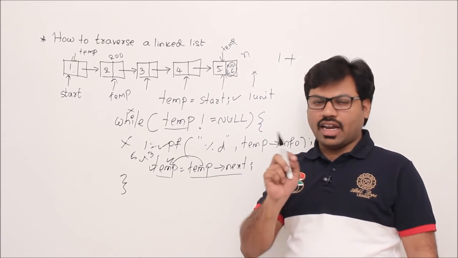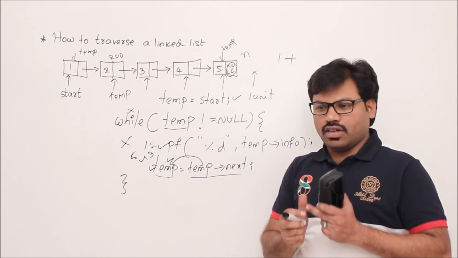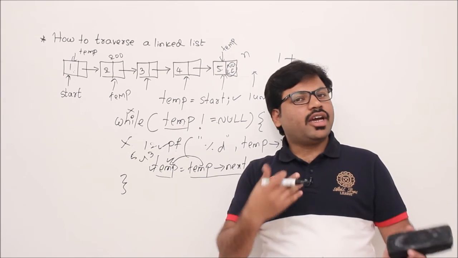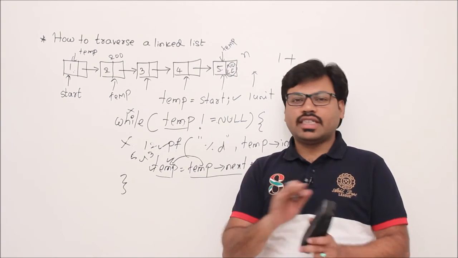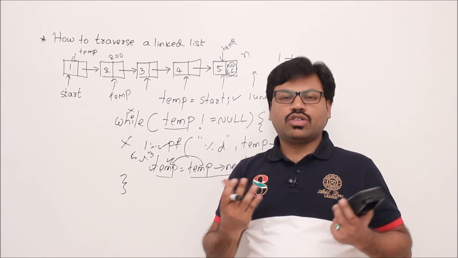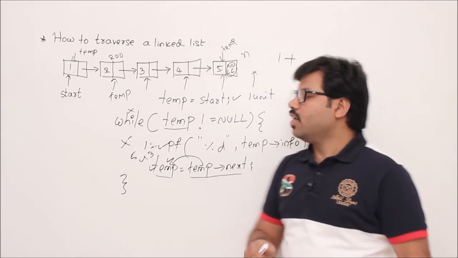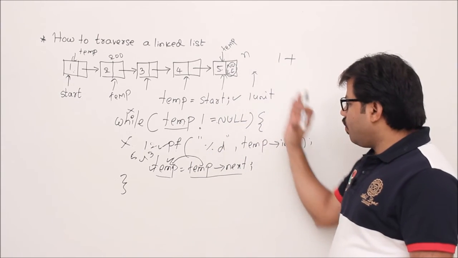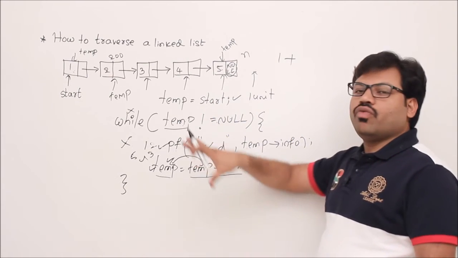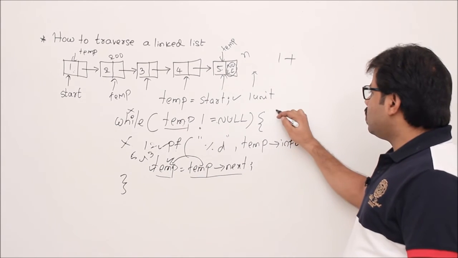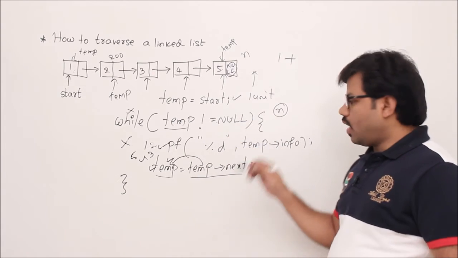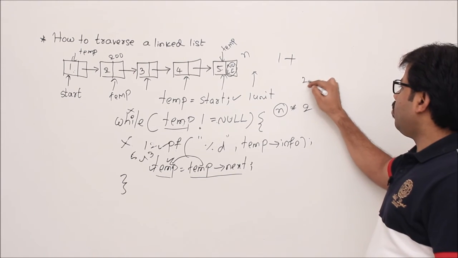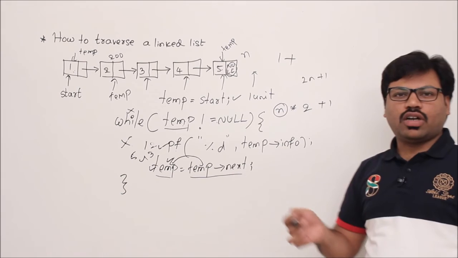Whenever I say n, don't try to go for exactness. Don't say, sir, it is not n, it is n minus 1, or n minus 2. It doesn't matter, because my intention is asymptotic. Using asymptotics, I can say that after n units of time, your temp definitely will become null, and then your while loop will be closed. That's why this while will be executed n times, and each time there are 2 units, so 2 into n plus 1. So 2n plus 1 is asymptotically equal to what?